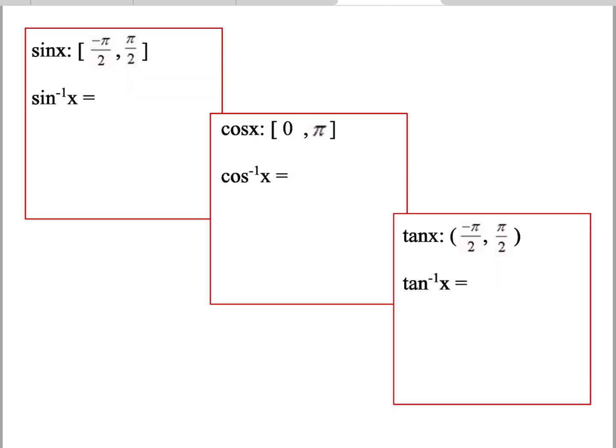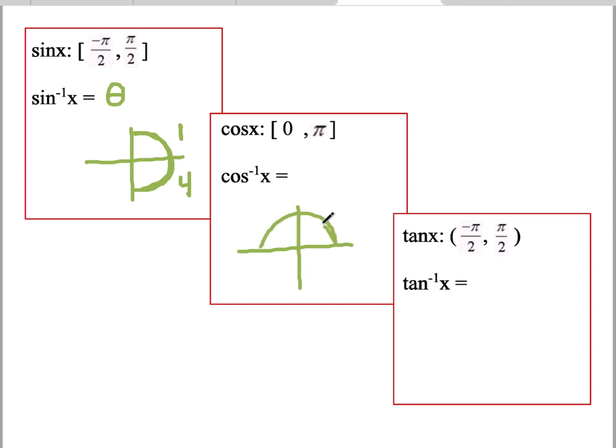So just in summary, I might just have you write that we're always going to get an angle for each of these. So for inverse sine, maybe you just want to draw yourself a little picture to remind yourself that the answer is going to be an angle between -pi/2 and pi/2. So maybe just remind yourself that quadrants 1 and 4 are up for grabs for inverse sine. For inverse cosine, your answer will always be an angle, and that angle will always be in either quadrant 1 or 2. And for inverse tangent, your answer will always be an angle, and that angle will always be in either quadrant 1 or quadrant 4.